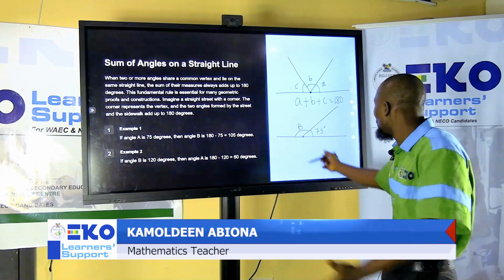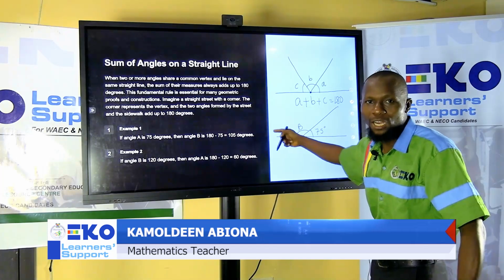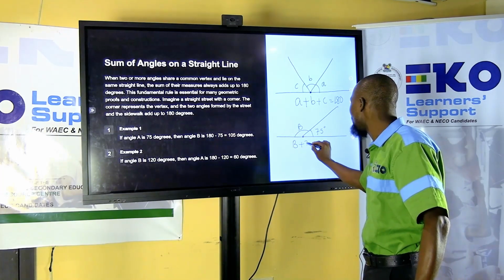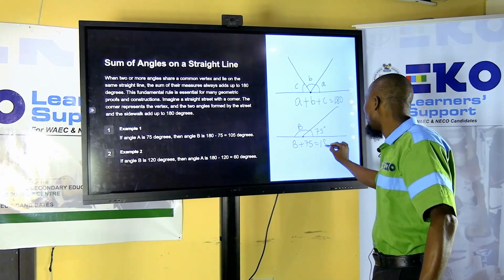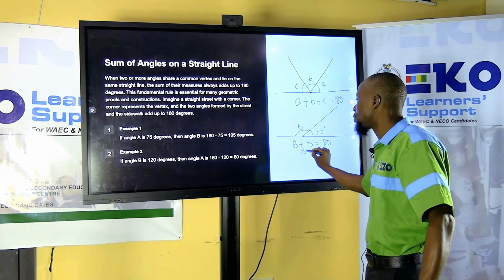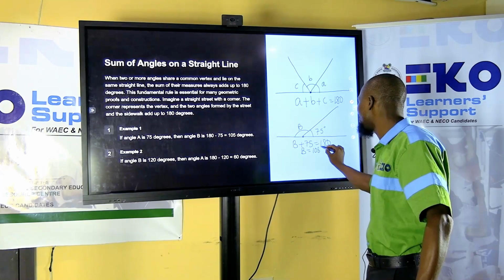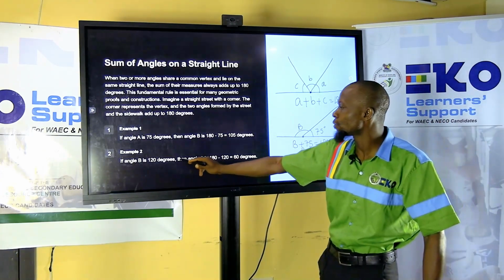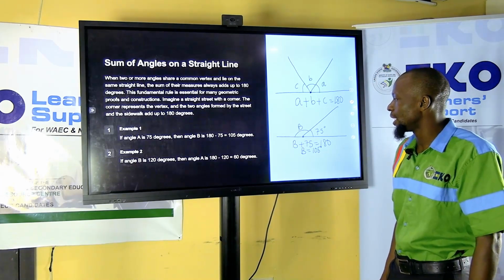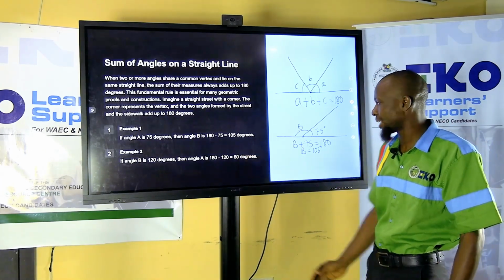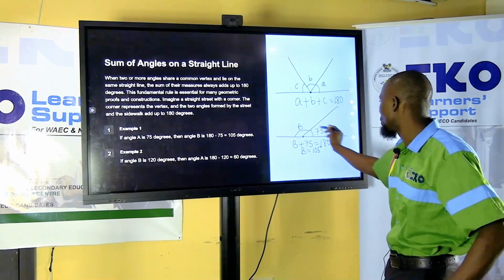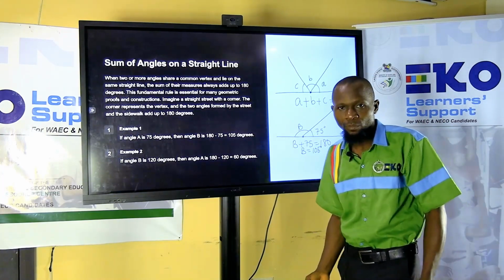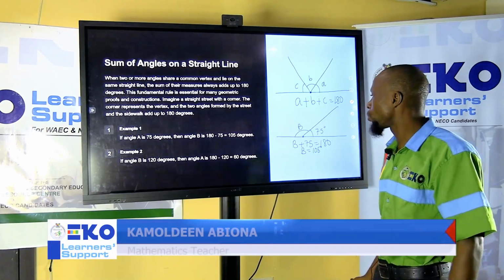So in this case, from the theorem, the angles add up to give us 180 degrees. So B plus 75 equals 180. And from that, B equals what? 105 degrees. So that is that. The second one, if angle B is 120 degrees, then angle A is what? 180 minus 120. That is if there are also two angles. So we just get the other one by subtracting the first one from 180 degrees.